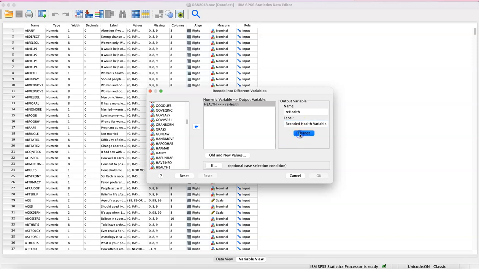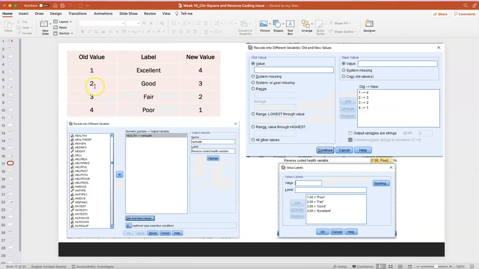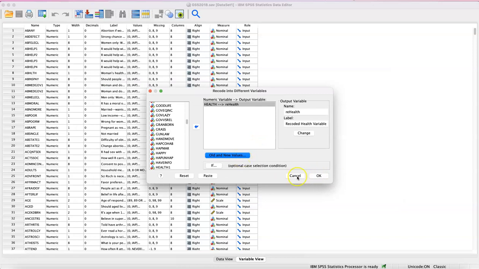And then we change old and new values. So 1, 2, 3, 4. 1 will be 4, 2 will be 3, 3 will be 2, 4 will be 1. So 4 will be 1, 3 will be 2, 2 will be 3, 1 will be 4. Okay? And continue, and okay.